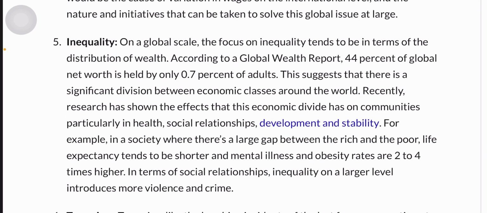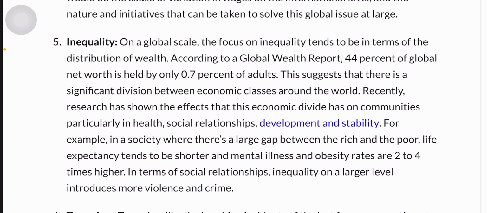Number 5, inequality. On a global scale, the focus on inequality tends to be in terms of the distribution of wealth. According to a global wealth report, 44% of global net worth is held by only 0.7% of adults. This suggests that there is a significant division between economic classes around the world.